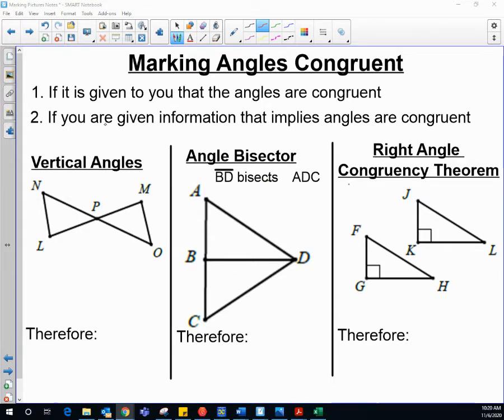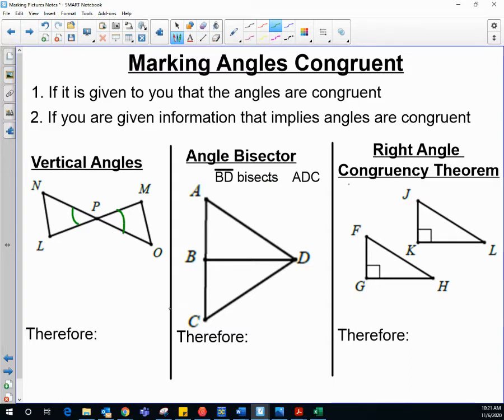All right, so this is now how you would mark angles congruent. So like with sides, if it's given to you that the angles are congruent, you just go ahead and mark those. And remember, you do the little arcs inside the angles for the ones that are congruent. But then it's also if you're given information that implies angles are congruent. So first of all, you'll see vertical angles, and no one will explicitly tell you they're vertical angles. At this point, you should be able to recognize them. So anytime you see vertical angles, you go ahead and mark those.